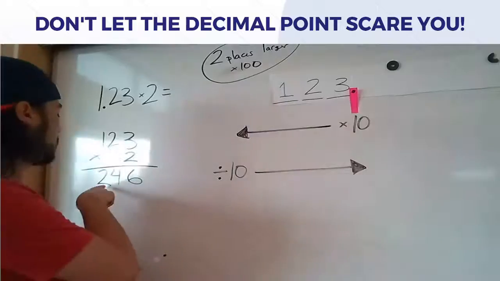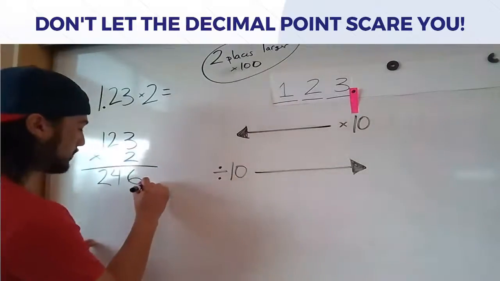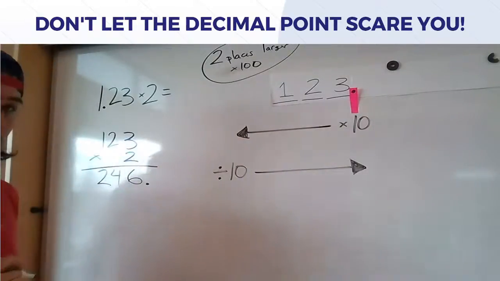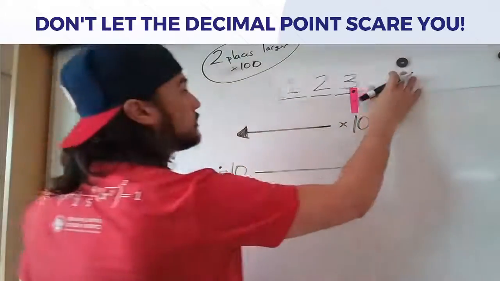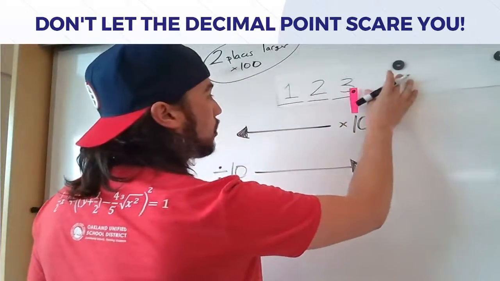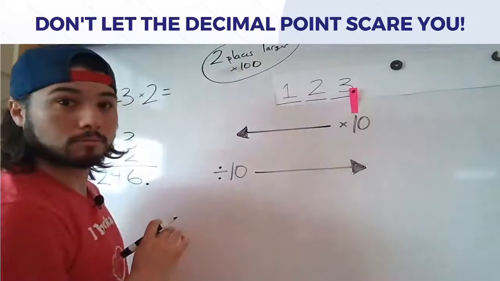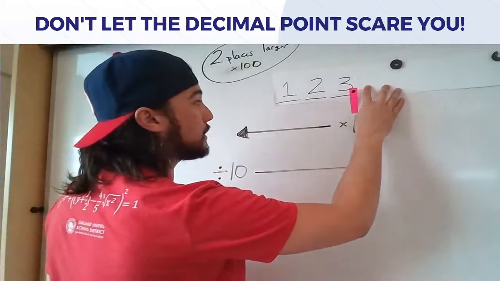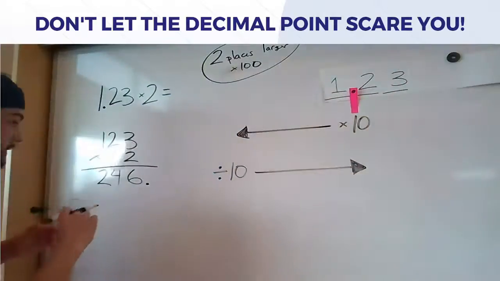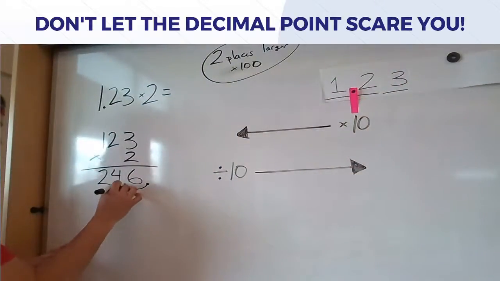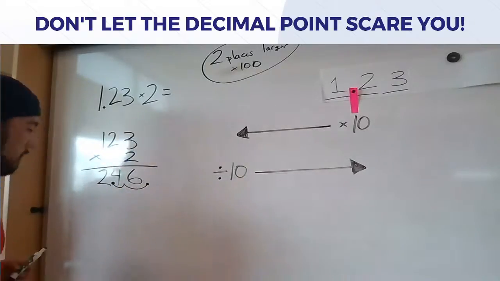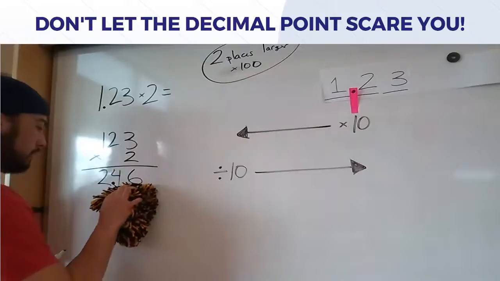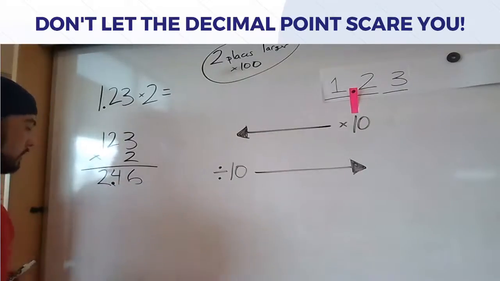We have to take this, and remember our decimal point is here. Because we moved 2 spaces larger at the beginning to hide our decimal point, we're going to move 2 spaces smaller. So we're going to take this decimal point and go zoop, zoop, and it's going to end up right there at 2 and 46 hundredths.